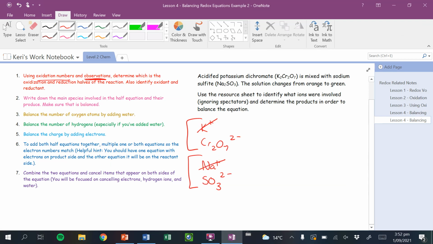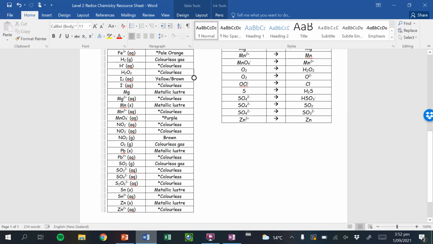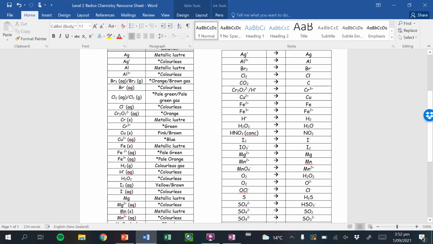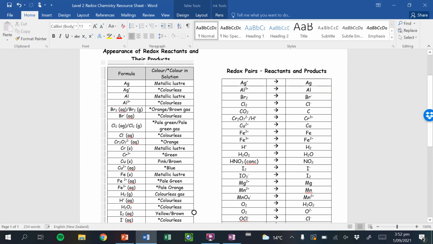I also can figure out based off of the observations that this dichromate is probably going to the chromium ion because that matches the color changes that I saw, because that one is orange and that one is green. So that helps me kind of verify what's going on. So now let's, again, look at the resource sheet because I don't know what the sulfite is becoming yet. Remember that you are given these redox pairs and they're given the reactants and the products.